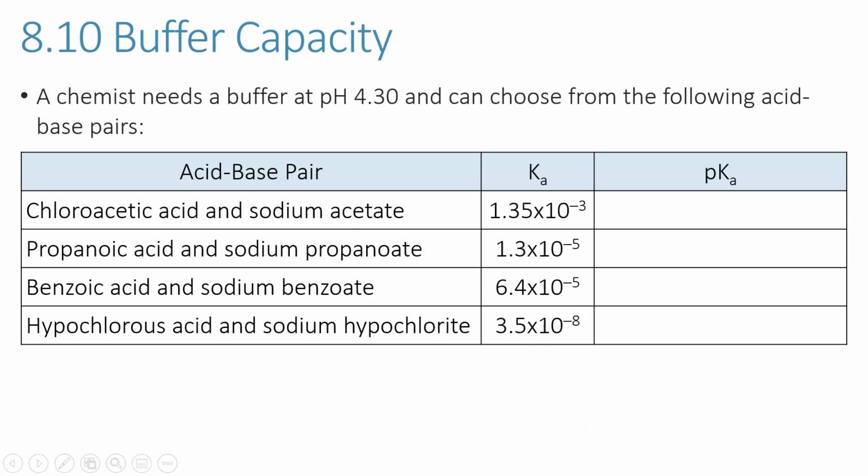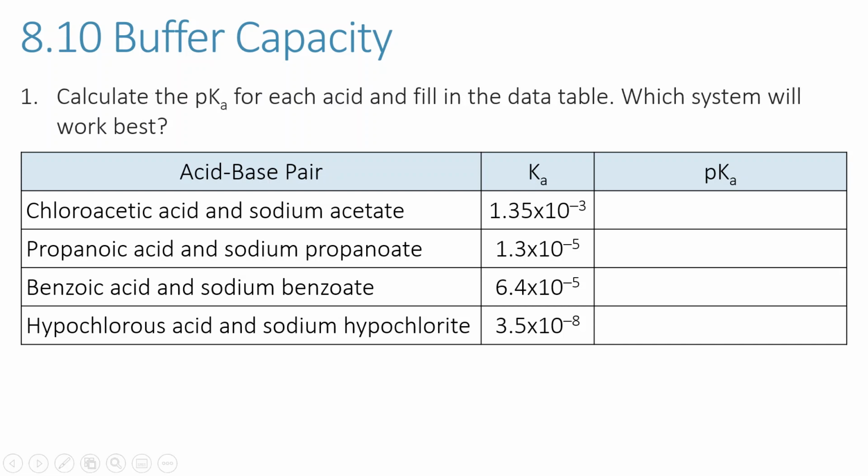So a chemist needs a buffer with a pH of 4.3, and we can choose from the following acid-base pairs. So chloroacetic acid and sodium chloroacetate, propanoic acid and sodium propionate, benzoic acid and sodium benzoate, hypochlorous acid and sodium hypochlorite. So we want to first calculate the pKa for each acid. So pKa, that P just means negative log of. So I want the negative log of Ka for all of these values. So when I type this into my calculator, here's what I get for my different pKa values.